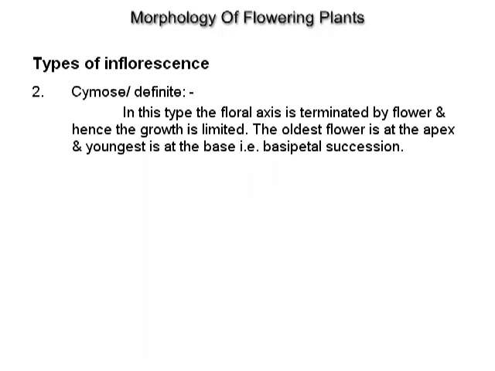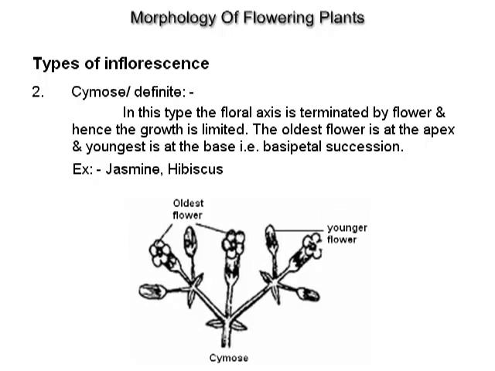Cymose or definite. In this type, the floral axis is terminated by a flower and hence growth is limited. The oldest flower is at the apex and the youngest is at the base. That is basipetal succession. Example, jasmine and hibiscus.